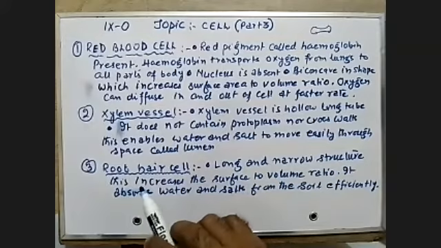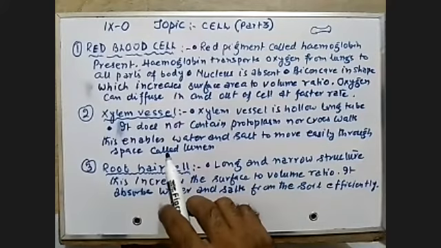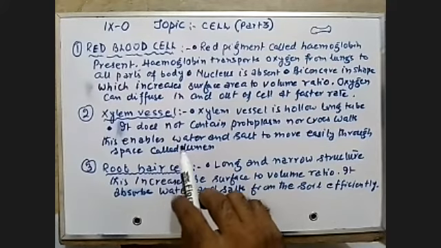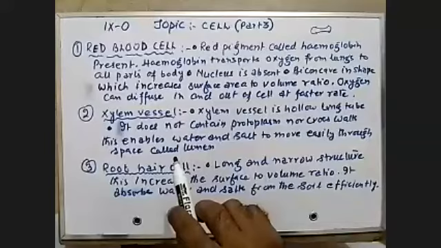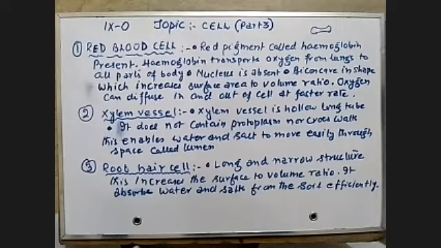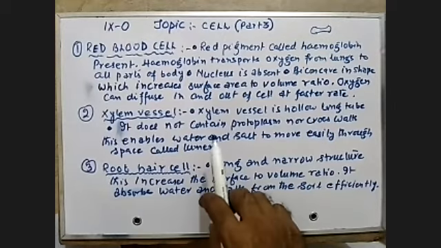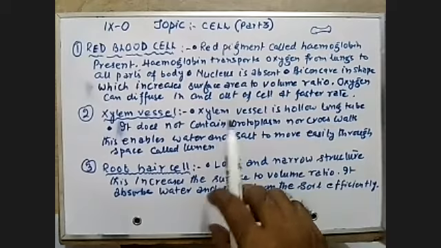Now we come to the second cell, xylem vessel. Xylem cell or xylem vessel, as you know, they are dead cells. In the beginning, they are alive, but after that the nucleus and the cytoplasm are removed. They become dead cells. They have a deposit on their outer structure that is called lignin, and in the middle there is a hollow structure.